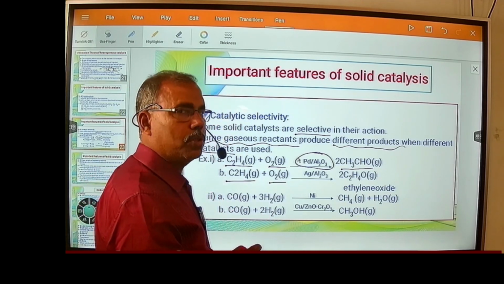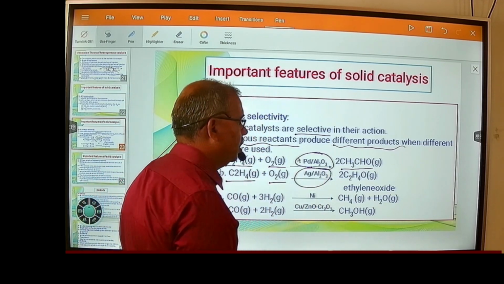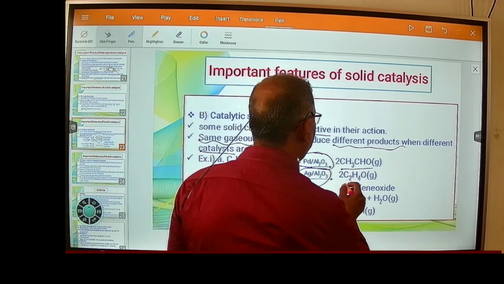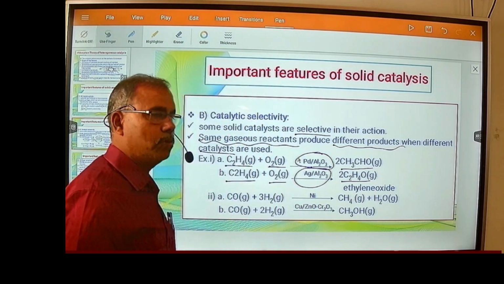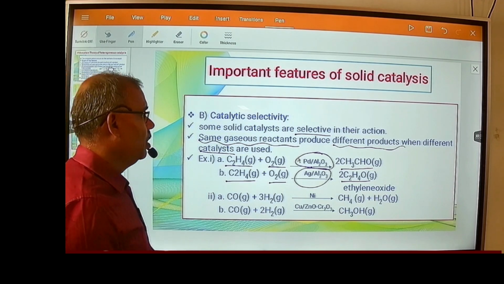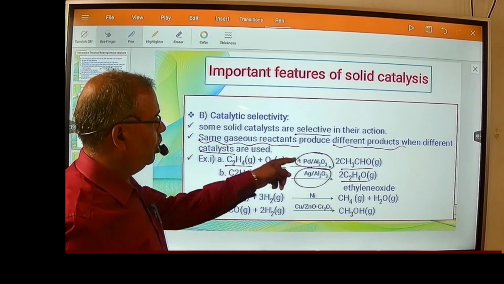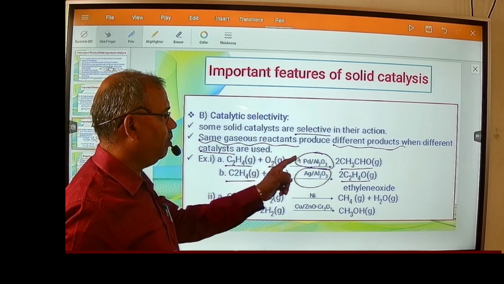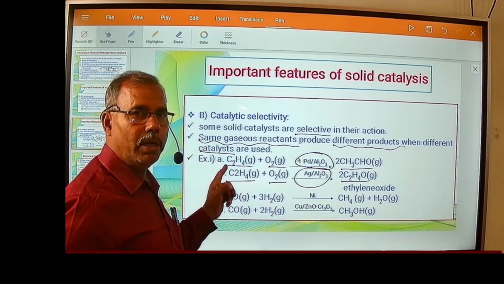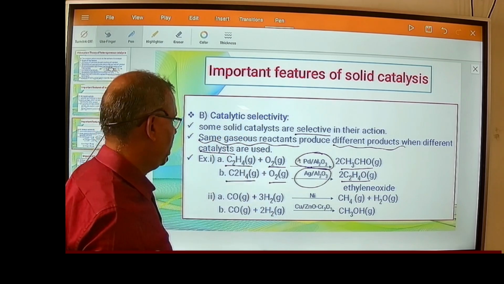O2 oxygen gas in the presence of silver and alumina, Ag and alumina, we get ethylene oxide, C2H4O, as the product. So ethylene oxide is formed here. So different products, acetaldehyde and ethylene oxide, are formed with the different catalysts, that is palladium alumina and silver alumina respectively, where the reactants are the same, ethylene gas and oxygen gas.